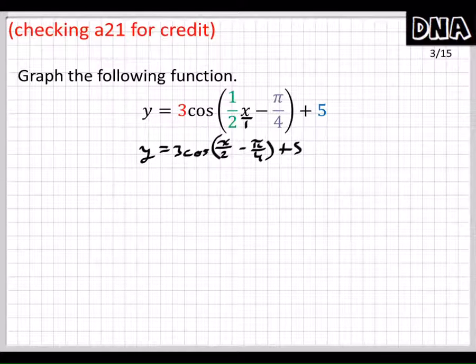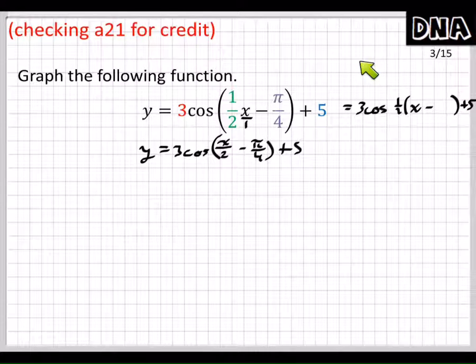After we factor out the 1/2, let's see what we get. We have 3 cosine. We factor out the 1/2. And then we have x minus something. And then we have plus 5. Okay, we had to find this something right here. We have to divide pi over 4 by 1/2. Now stay close with me. Watch. So take pi over 4 and divide that by 1/2.